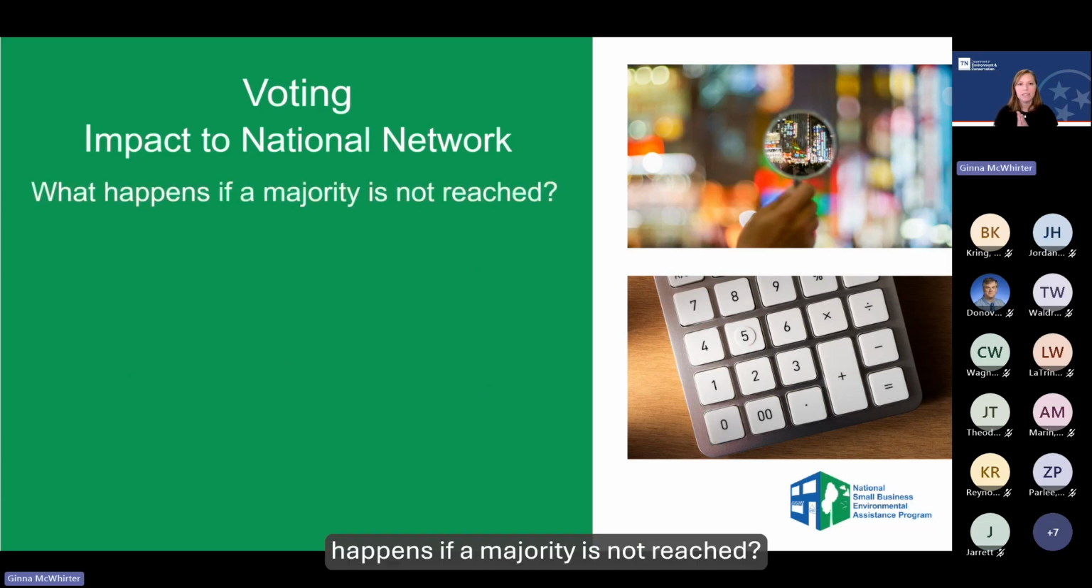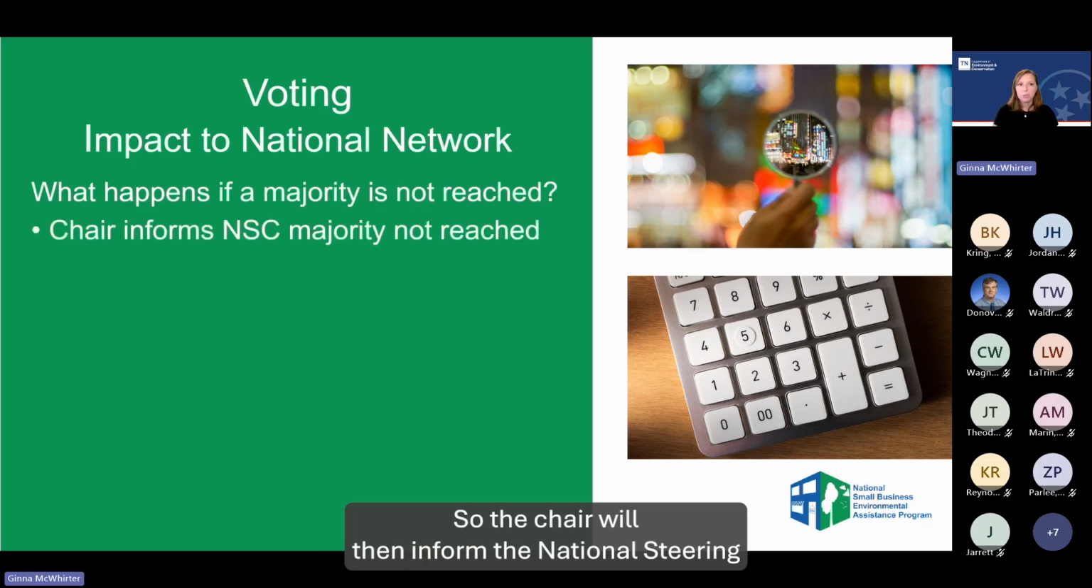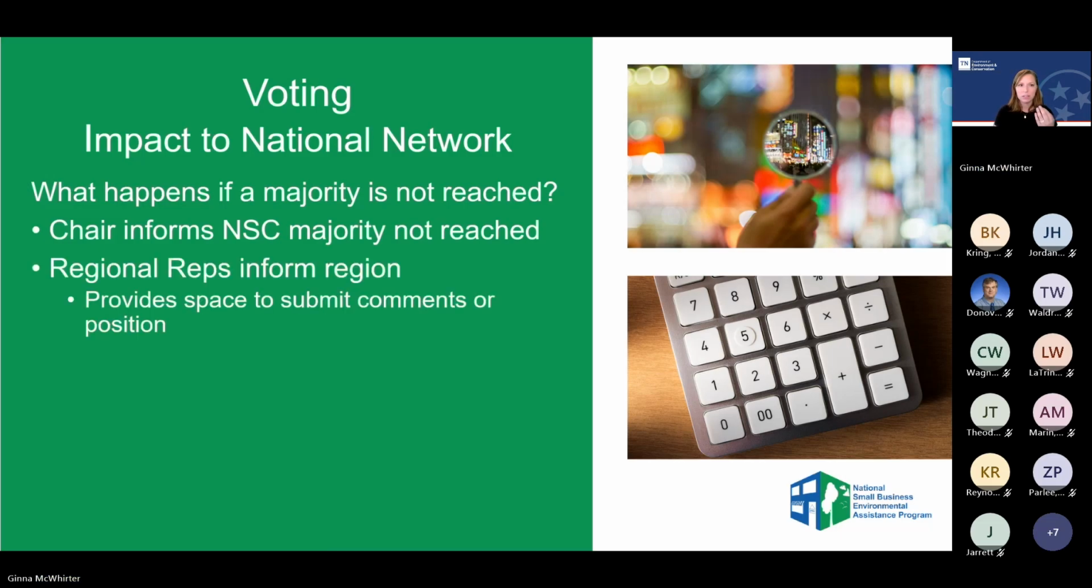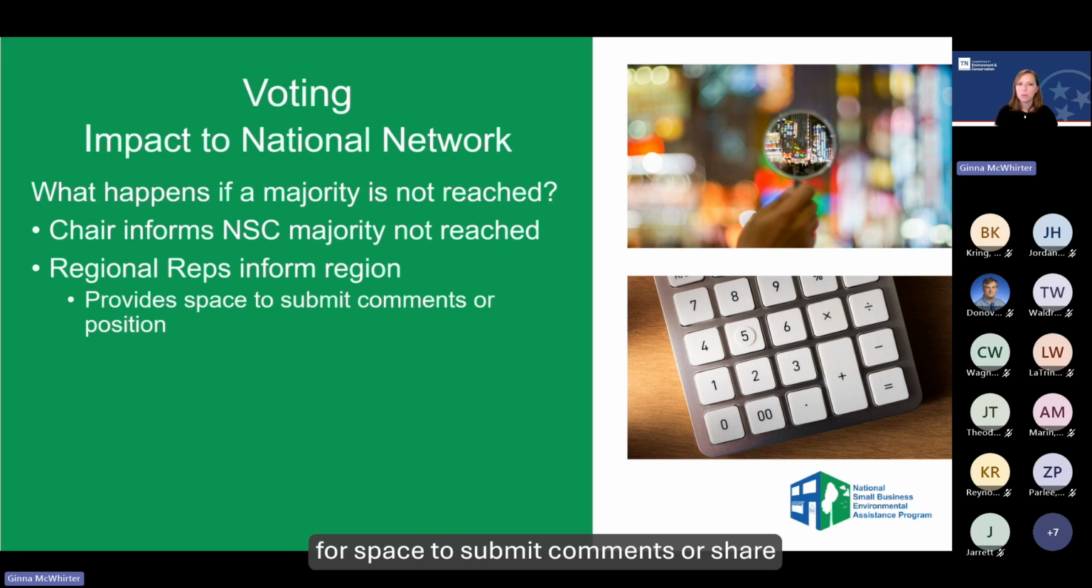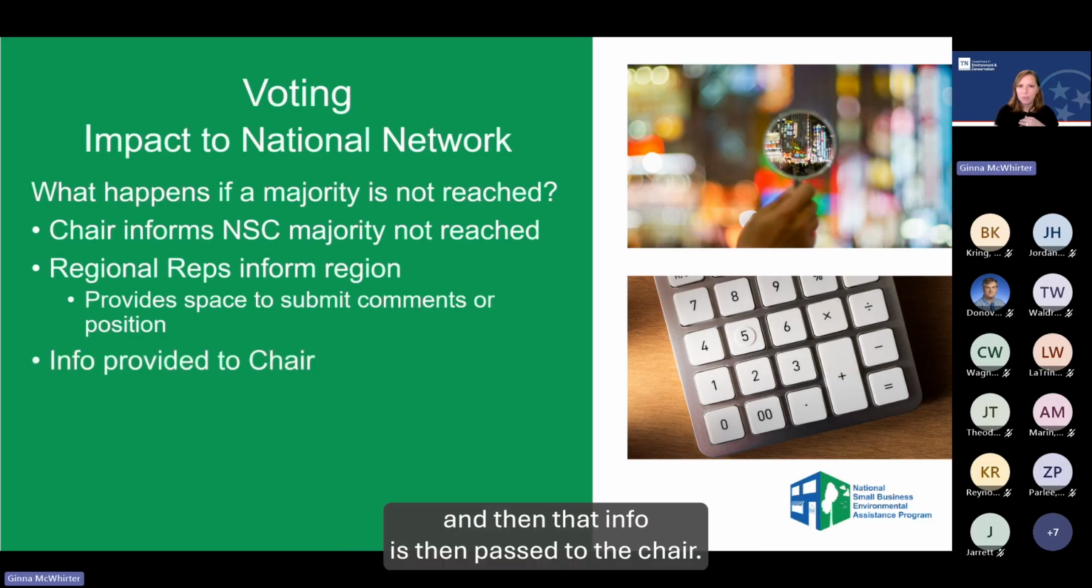So what happens if a majority is not reached? The chair will then inform the National Steering Committee that a majority hasn't been reached. The regional representatives will inform the region and then allow them space to submit comments or share their position on the issue. And then that info is passed to the chair.